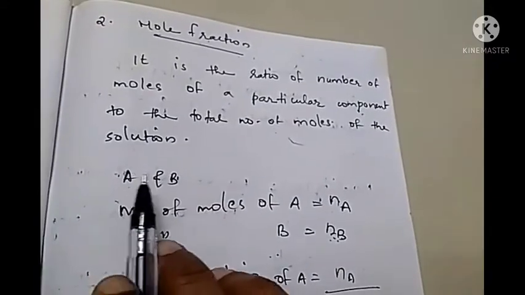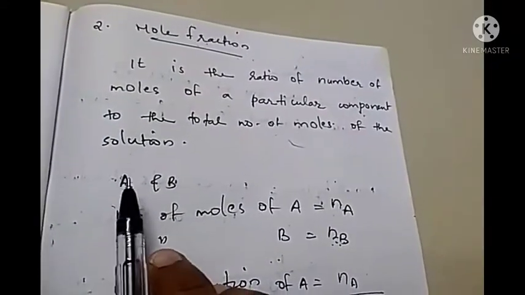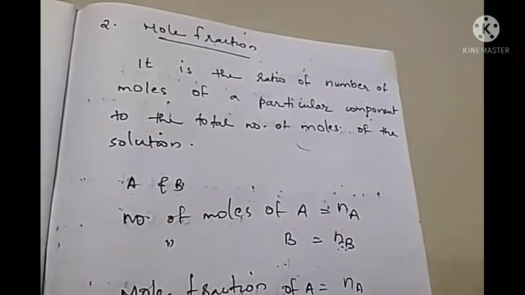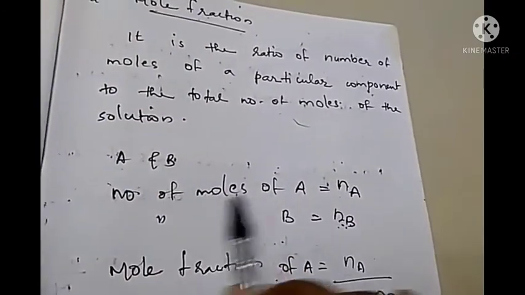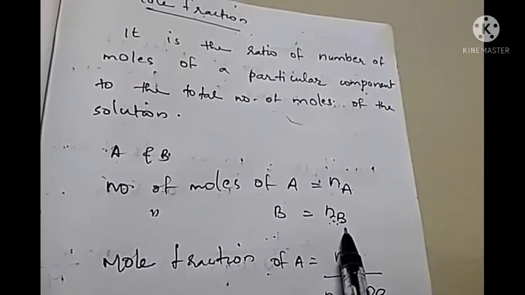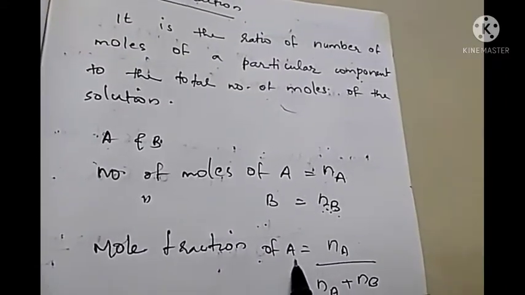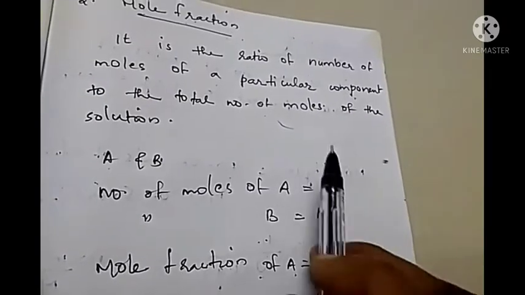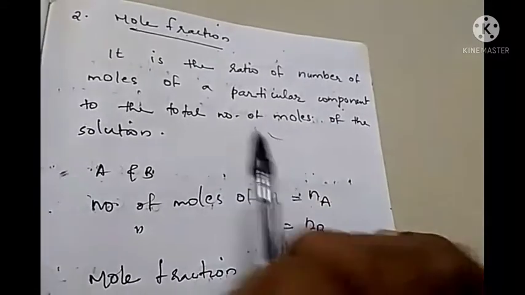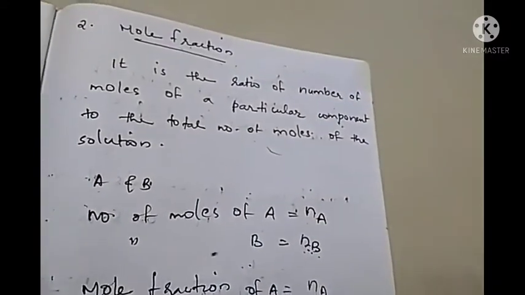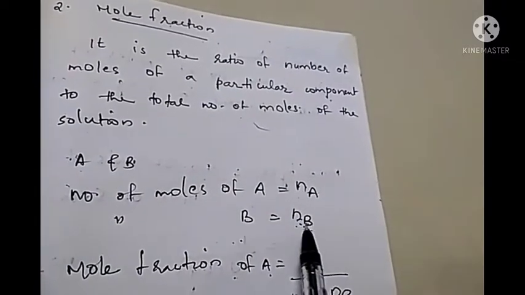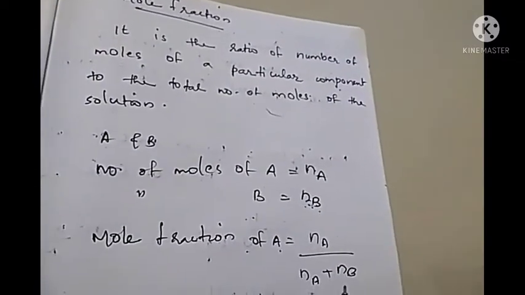Again, we can consider a solution which contains two components A and B, where A is the solute and B is the solvent. Consider the number of moles of A is Na and the number of moles of B is Nb. What will be the mole fraction of A? Mole fraction is the ratio of number of moles of that component to the total number of moles. Total number of moles means number of moles of A plus number of moles of B.